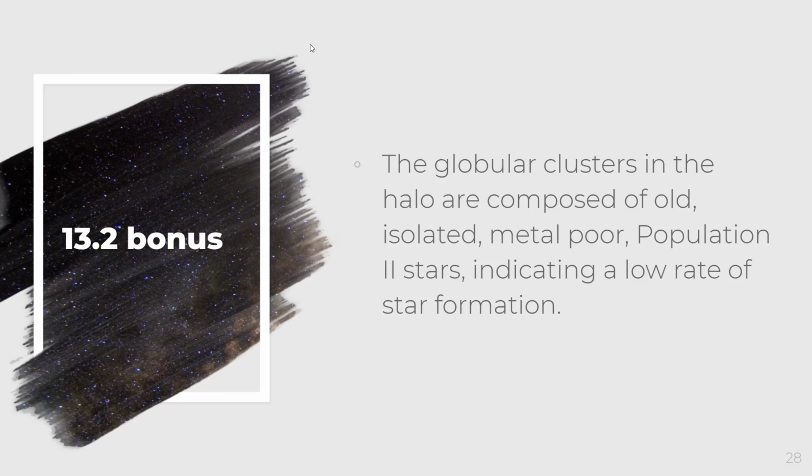Something interesting we know about the halo stars is that they're composed of old, isolated, metal-poor population 2 stars, which means they're probably some of the first ones that our galaxy had, which means there's a low rate of star formation. There's not a lot of new bright blue stars out there. It's all old red ones, essentially.